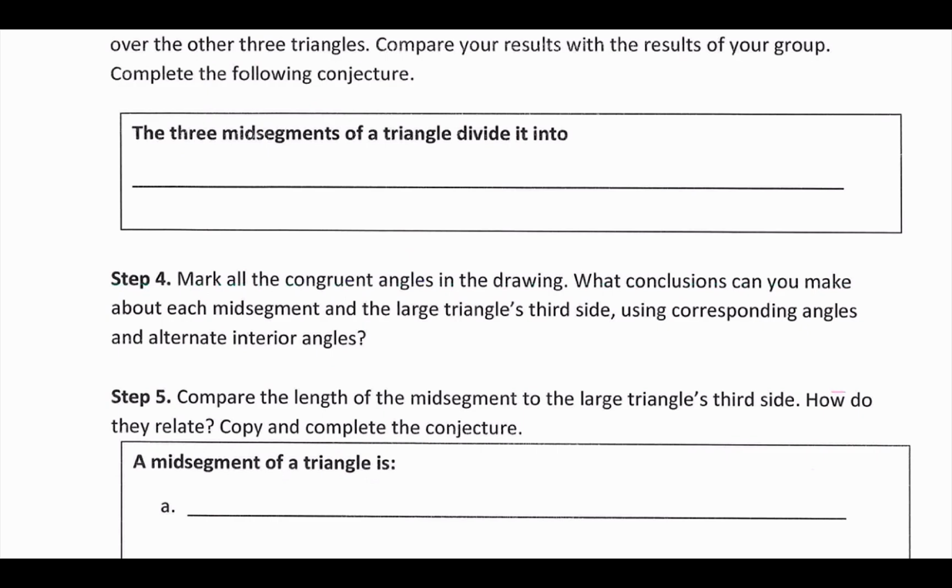What you probably found pretty quickly is what's true about those four triangles: they are all congruent to each other. So our first property, our first conjecture, if you will: the three mid-segments of a triangle divide it into four congruent triangles. We've got four congruent triangles.